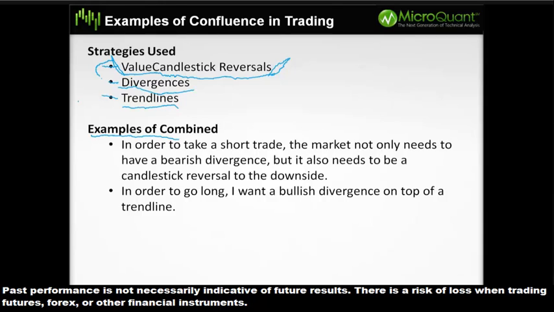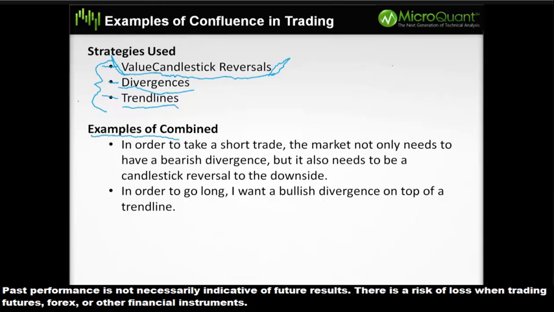Now, here's a couple examples of how you can combine the three up here into one strategy. I want to be more selective with my trades. So I'm going to say, in order to take a short trade, the market not only needs to have a bearish divergence, it also needs to be a candlestick reversal, and it needs to be at a value level. So you're looking at a value candlestick plus a divergence equals the new strategy, looking for divergences with candlesticks to identify the exact top.